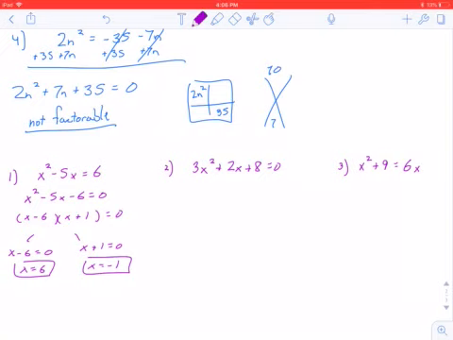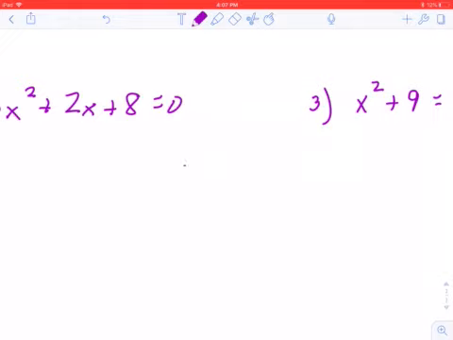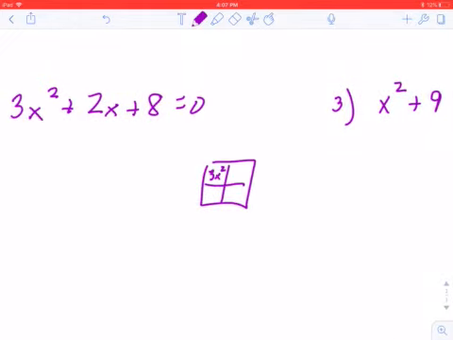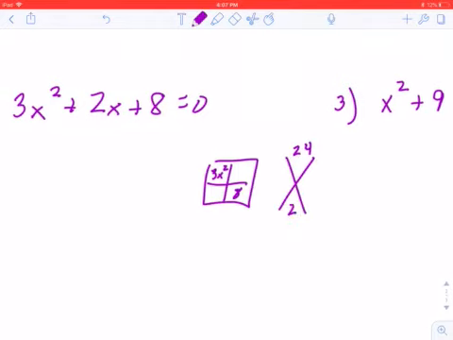For number 2, this is already in standard form. I can't factor out the 3, so I go ahead and try and factor. Zoom in here, okay. So 3x squared and 8. I need 2 numbers that multiply to get 24 and add to get 2. And there are no 2 numbers that multiply to get 24 and add to get 2, so this is not factorable.